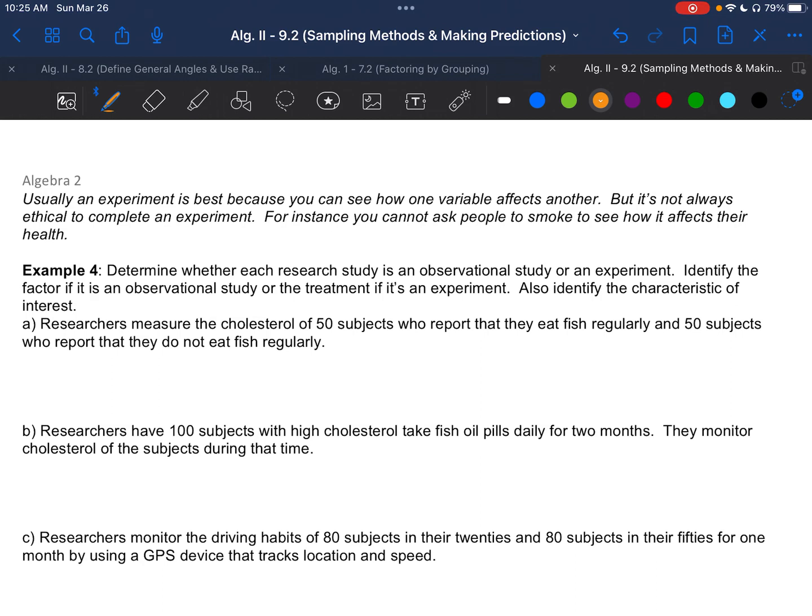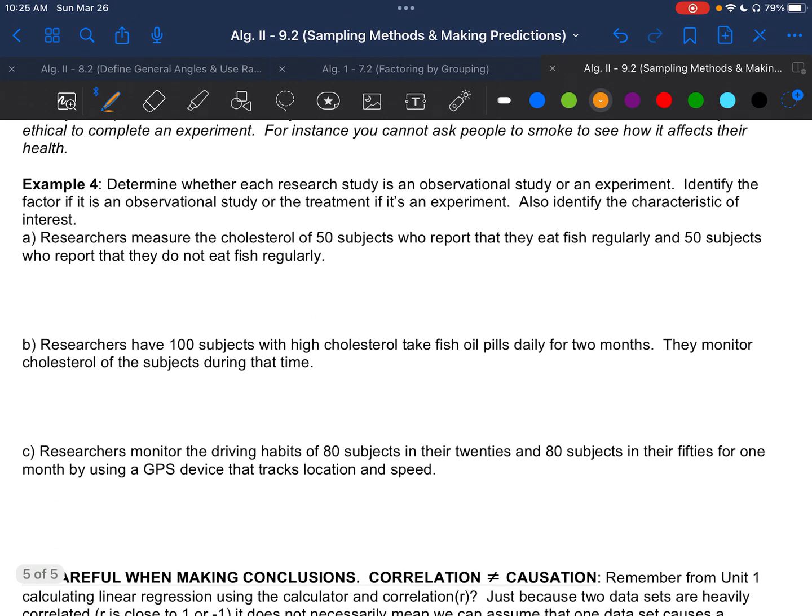So example 4, on A, B, C, we're going to determine whether the research is an observational study or experiment. And if it's an observational study, we're going to identify the factor, and if it's an experiment, we're going to identify the treatment. And we're also going to identify the characteristic of interest regardless of which one it is.